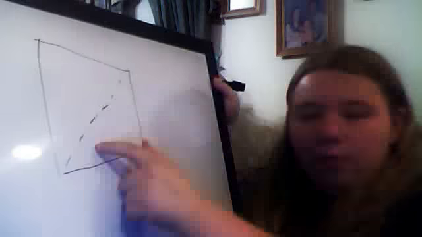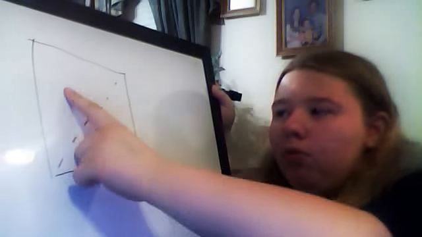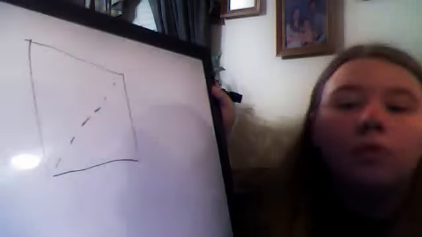Now a diagonal is sort of what splits a figure in half. So this would be a diagonal in the quadrilateral. You can see that that made two triangles right here, which is very important. We'll get back to that later.